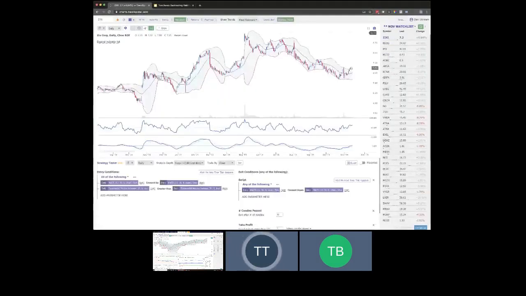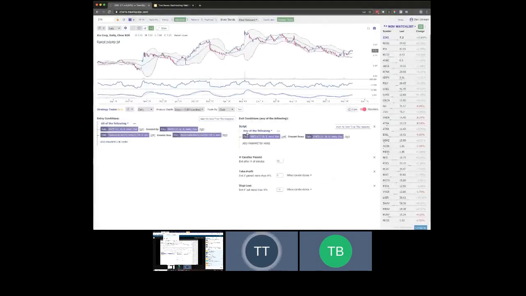The question was, why is there a script under the exit conditions? This is also a script on the entry. There's only one type of entry condition, right? It's a script, so there's no heading that says script. But there's multiple types of exits, right?